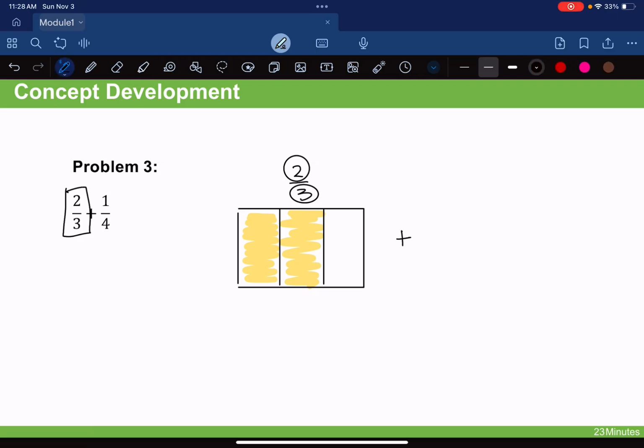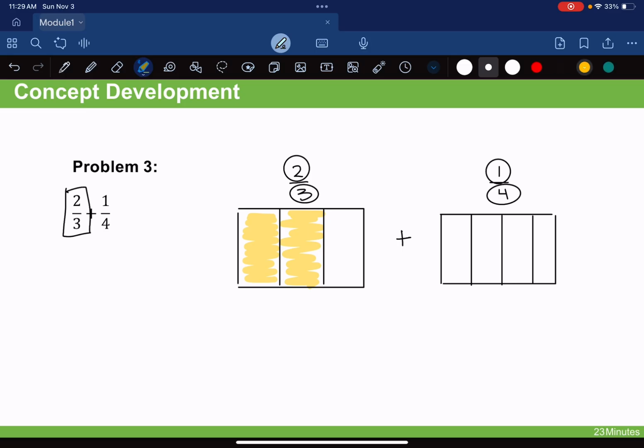Then let's set up our next fraction. My next fraction is 1/4. I should have a total of 4 parts. My numerator tells me how many to shade in, or how many is being used. So 1.